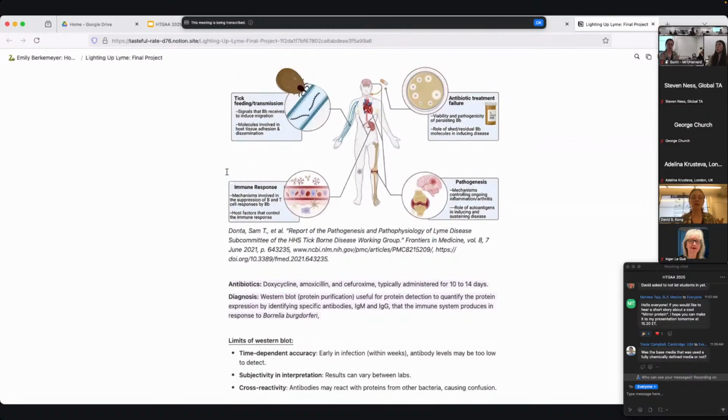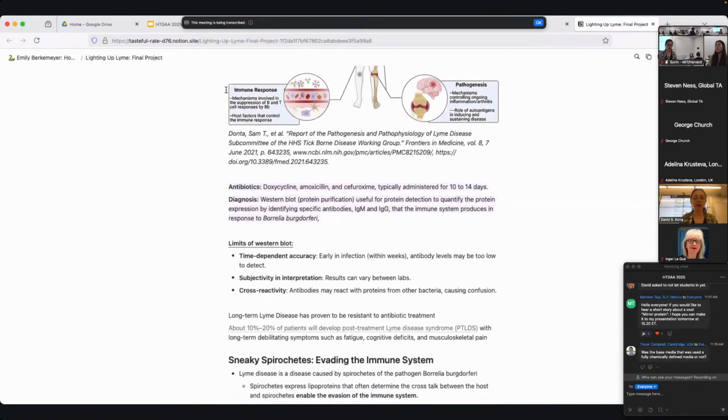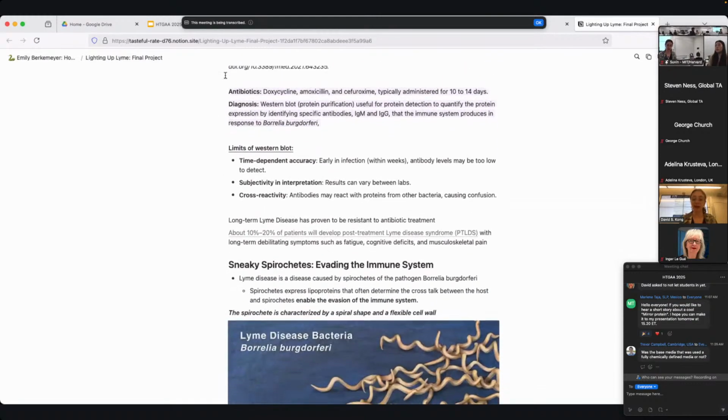Due to the lingering nature, especially in connective tissue, I was really struck by, all right, what's the current protocol? It's antibiotics, which is typically administered for 2 weeks. And the diagnosis method is a protein purification method that works, but sometimes it tells you you have Lyme disease and you don't. Sometimes it doesn't even catch the disease itself. And it's also very subject to interpretation of various labs.